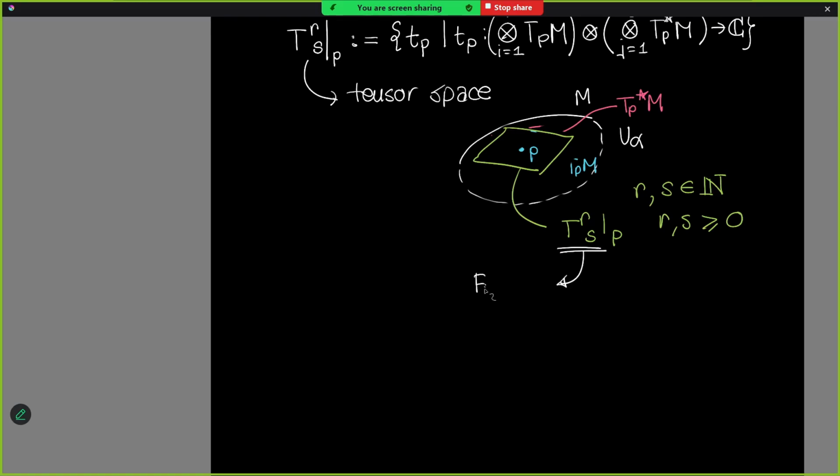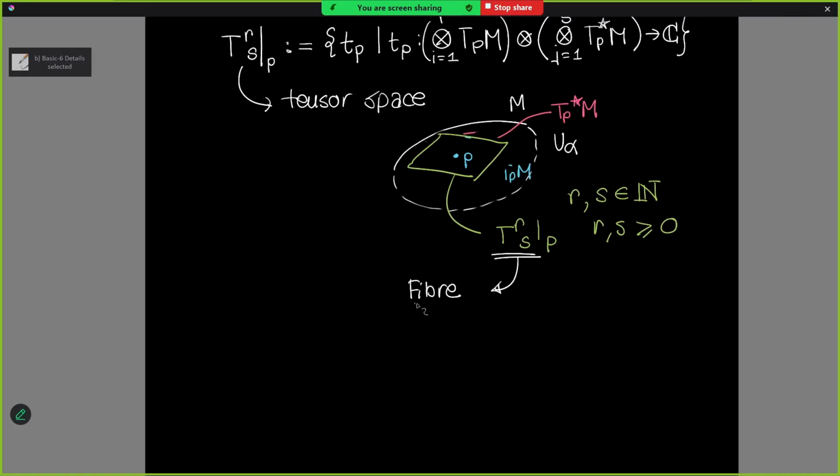This is the fiber. This is a vector space. It's the vector space of multilinear maps. Oh, it's not a fiber space, it's just a fiber. It's a fiber at P. So this idea of bundles was always just this idea that if we take all the fibers and then we aggregate them together, then we get a bundle.